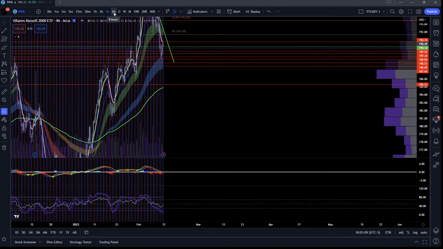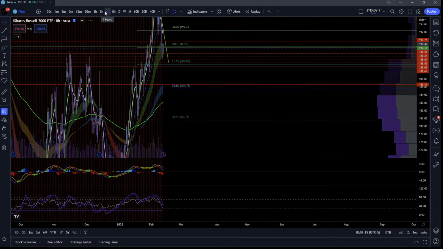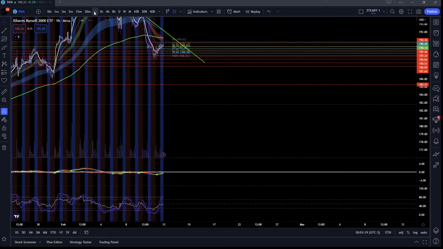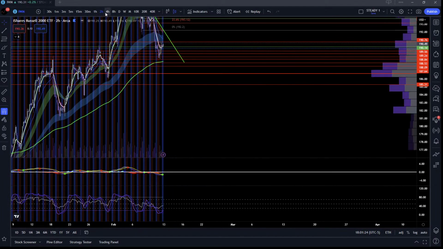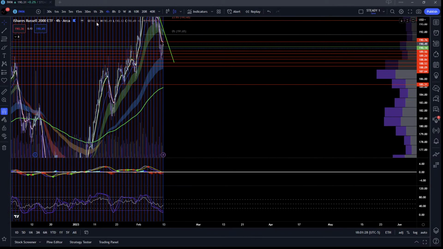Let's take a look. Double check that it is a good area. Okay. Yeah, I'm more interested in this 187 area. Now, the reason I'm more interested in this 187 area is because at that point we're going to be below our 2 hour 200 EMA. We're going to be below our 4 hour large trend.